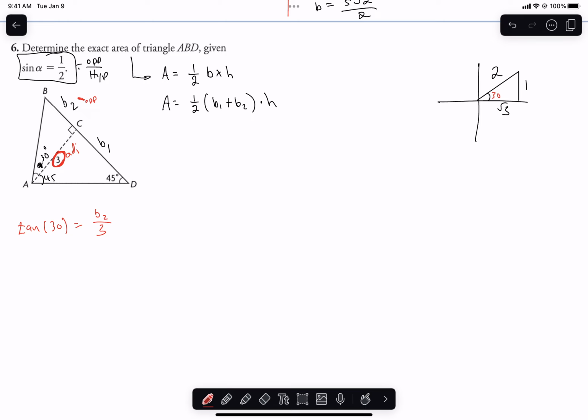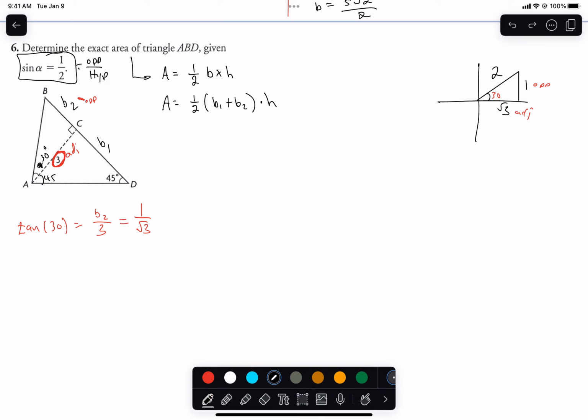The tangent of 30 degrees is opposite over adjacent, so this has to be equal to 1 over root 3. And so now I've written out the fact that tan of 30 is 1 over root 3, and I'm going to use this fact now to solve for what B2 would be in the new proportionally scaled up version, right?